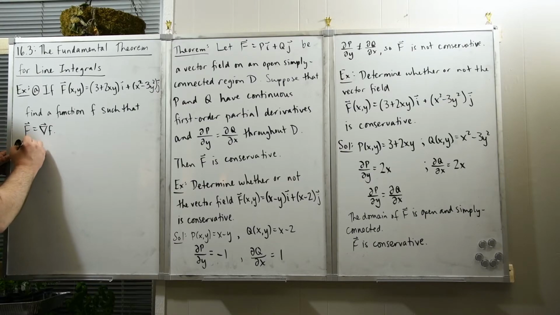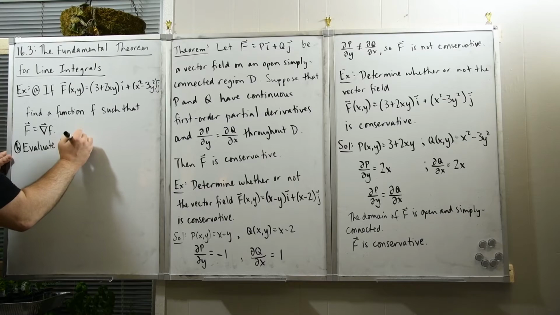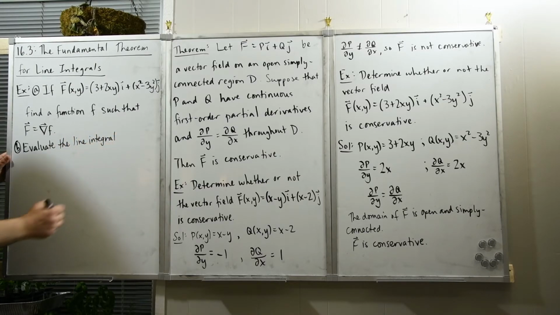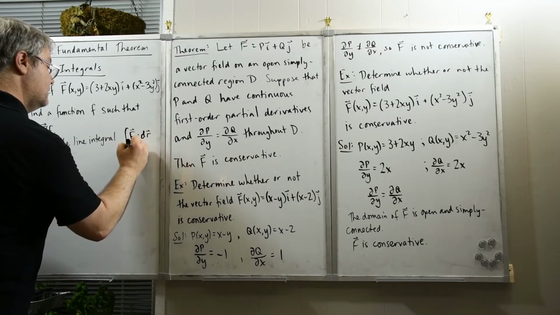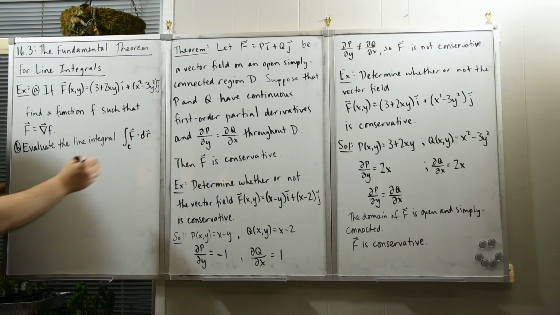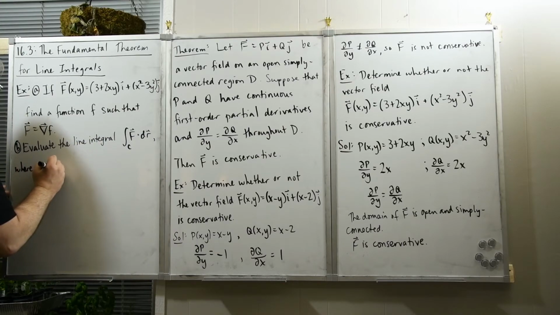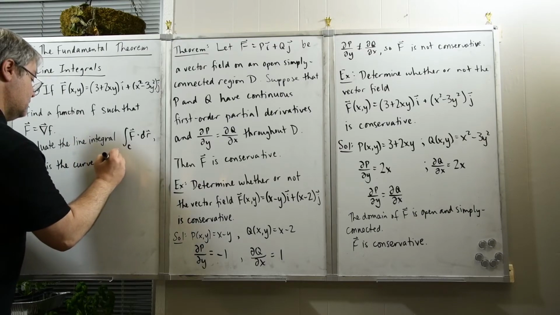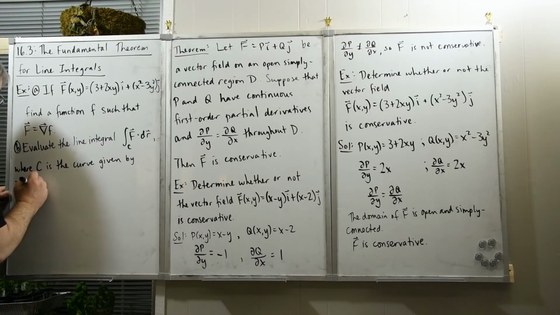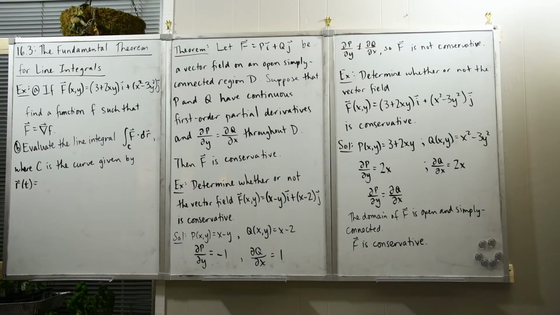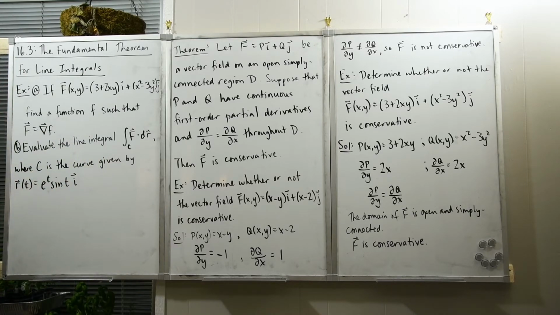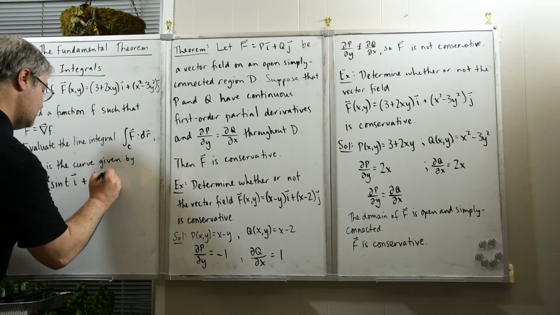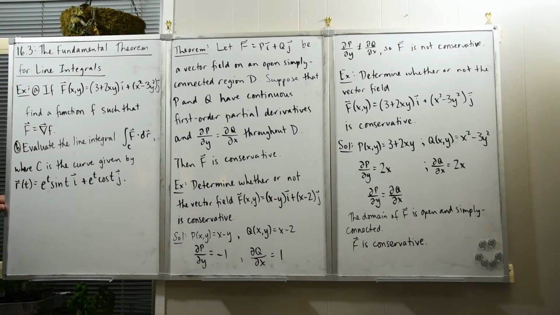And then in part B, we're going to evaluate the line integral. So I have the line integral of F along C, where C is the curve given by r of t equals e to the t sine t i plus e to the t cosine t j, and we're going to have t ranging from 0 to pi.